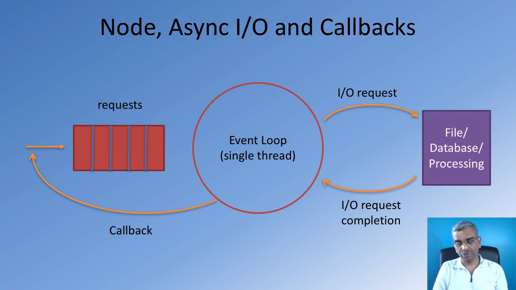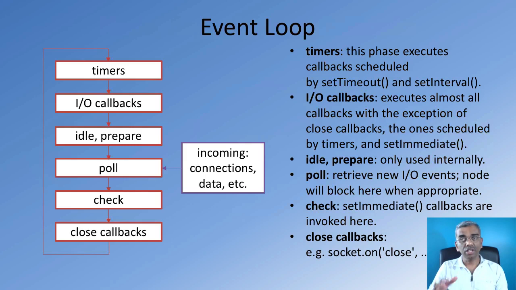Now, the way the Node.js event loop handles all this is that the event loop is arranged in a sequence of phases. So as you see in the diagram shown here, the phases include timer handling, IO callback handling, then you have idle prepare, then the poll where the incoming requests for connections or data are handled, and then the check phase, and then finally the close callback phase.